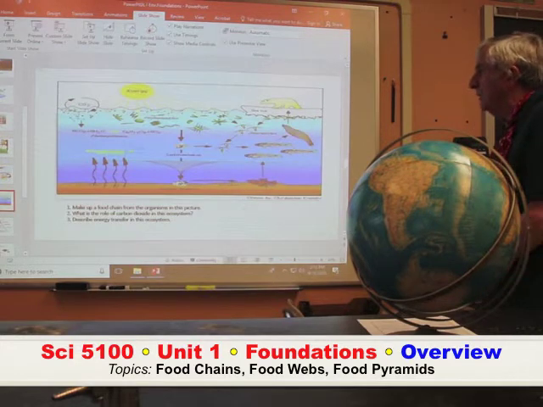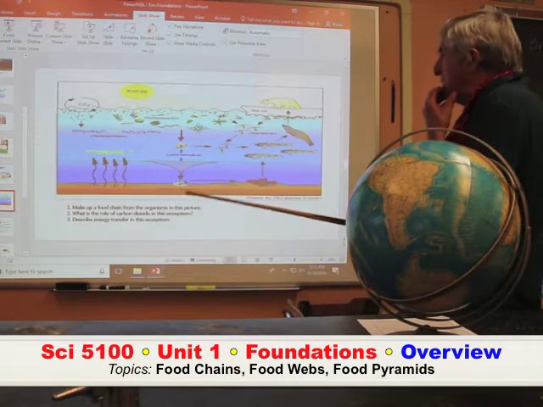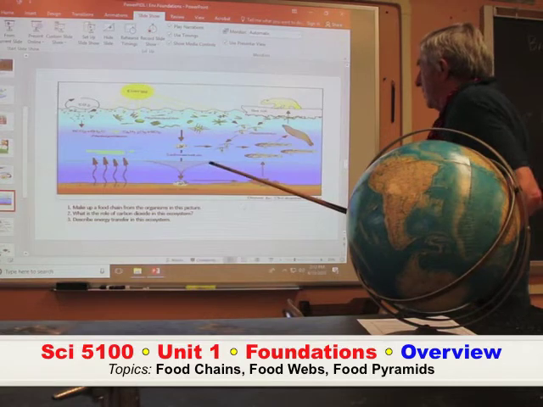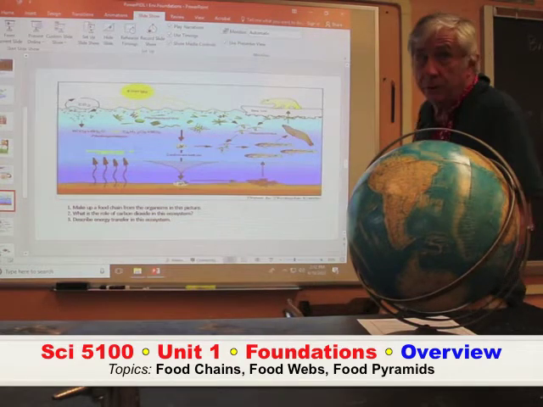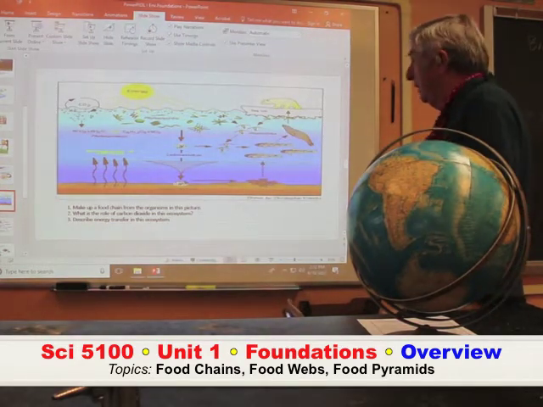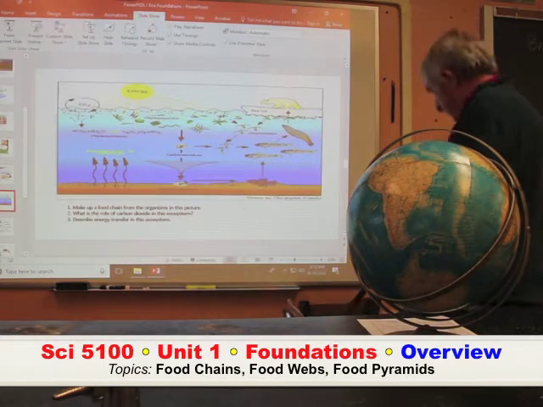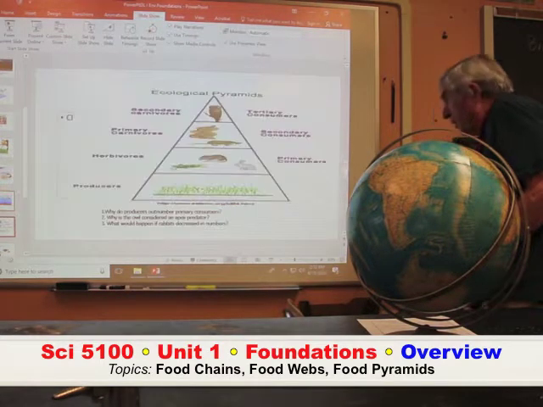We have another one here in the ocean. And here it asks you to, and then you can do this later on, make up a food chain based on what you see here. What kinds of organisms would you have? And I think we have one more.